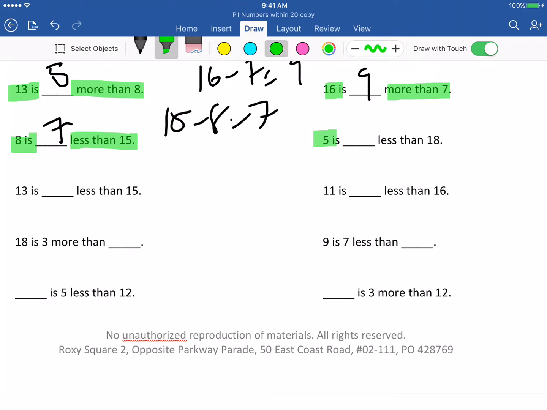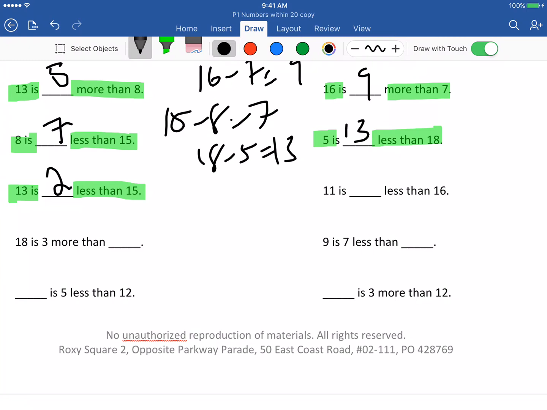Okay, 5 is how much lesser than 18? 18 minus 5 equals 13. Okay, next one. 13 is how much lesser than 15? 13 is 2 lesser than 15.